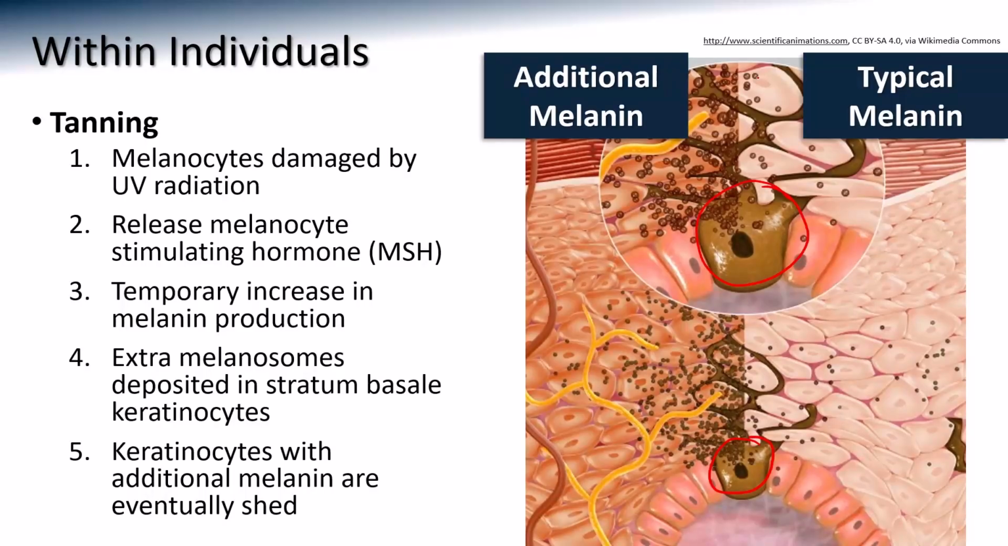But on occasion, UV rays can get in and actually damage the melanocytes themselves, and they're very sensitive to this. When this happens, it starts releasing melanocyte-stimulating hormone. So yes, it releases its own hormone to start production here. This results in a temporary increase in production of melanin, so it starts kicking itself into overdrive, producing more and more pigment. And then it's going to deliver extra melanosomes in stratum basale, okay?